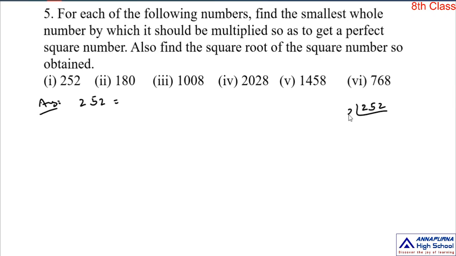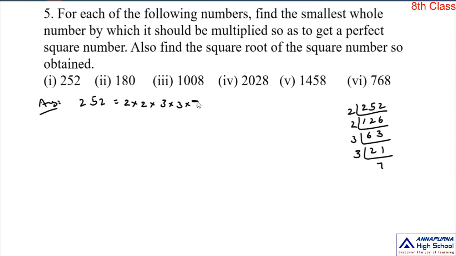Okay, so this 252 is divisible by 2. How many times? 126 times. And this 126 again divisible by 2. How many times? 63 times. And 63 is divisible by 3. How many times? 21 times. And this 21 is divisible by 7. How many times? It's 7 times. So the prime factorization of the given number is 2 into 2 into 3 into 3 into 7.